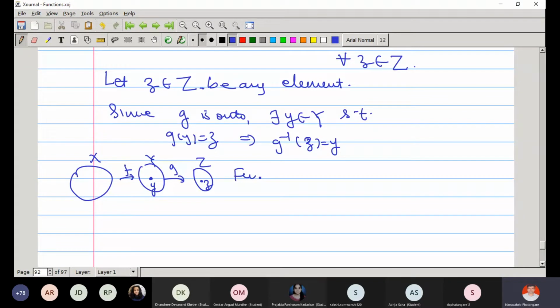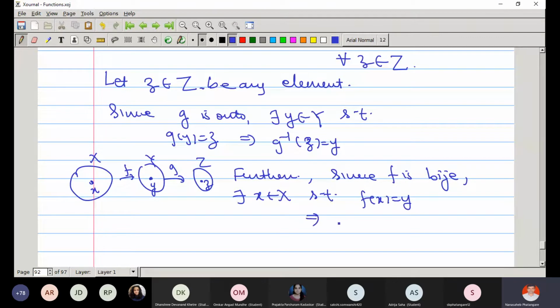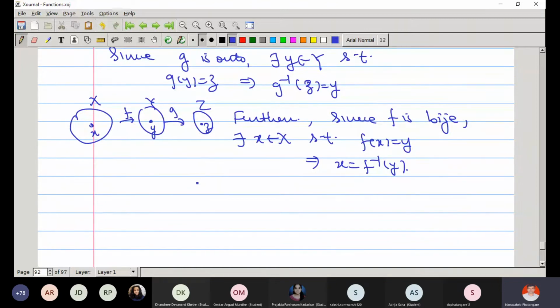Further, Y is in Y and F is bijective, which means onto, so there exists X in X such that F of X is equal to Y. That means X is equal to F inverse of Y. So we started with Z, we found Y, and from Y we found X.